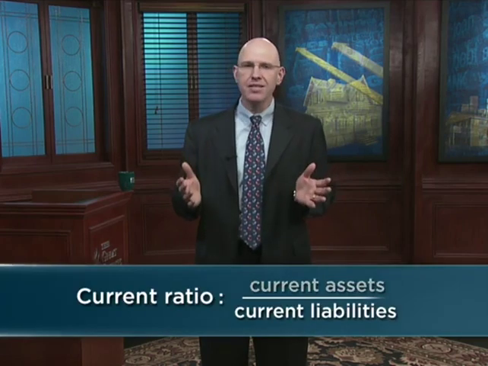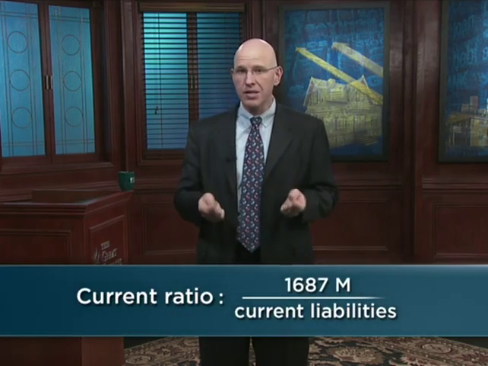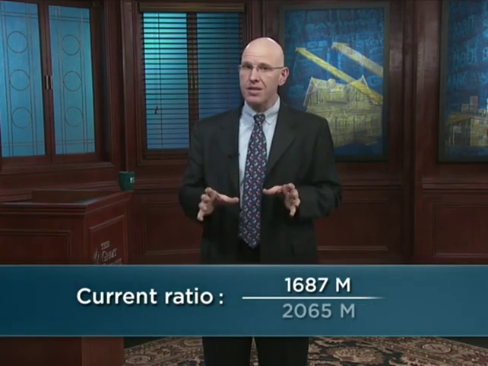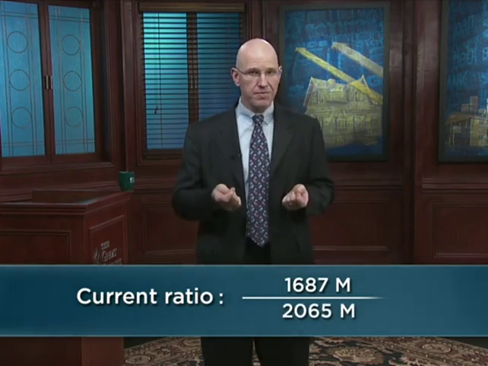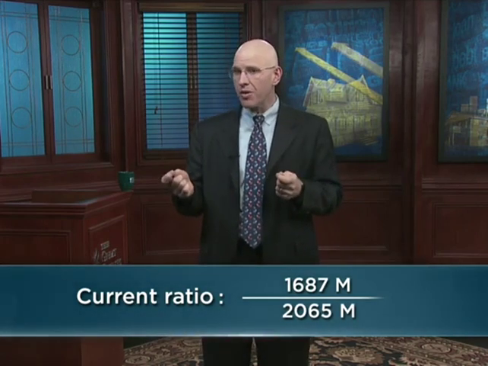Campbell's had current assets of $1,687 million and current liabilities of $2,065 million. These numbers give a current ratio of about 81.7 cents. This means that Campbell's currently has about 82 cents in short-term assets for each dollar of liabilities that it expects to have to pay during the current year. These short-term assets should be converted to cash within the next 12 months.